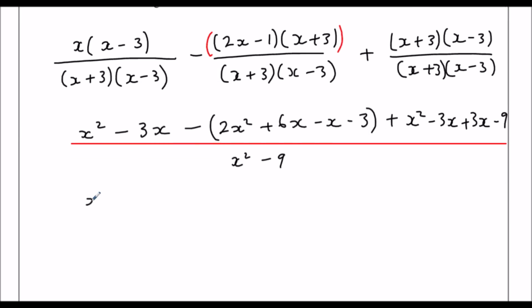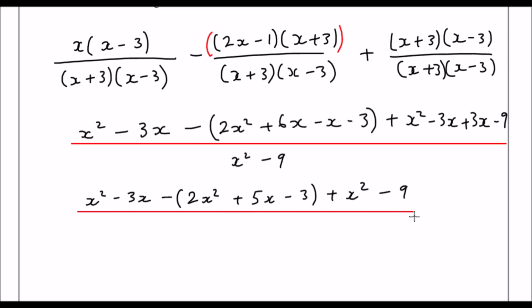So we have x squared minus 3x minus, I'm going to keep this big bracket here for now, 2x squared. We've got 6x take away another x, which is 5x minus 3, plus x squared minus 9. And that is all over x squared minus 9.